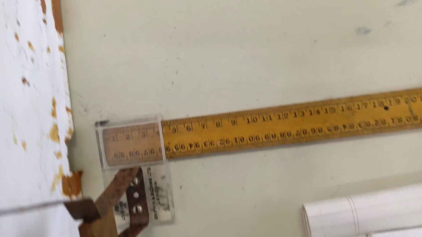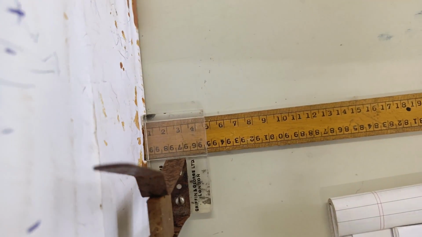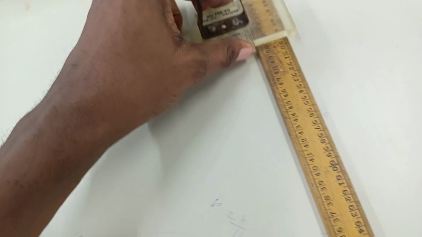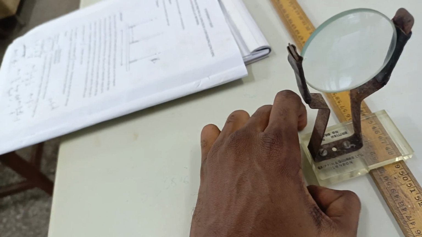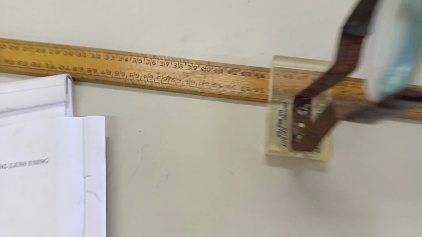Then we can use this screen to look for our image. This is the first step. The next thing is to introduce the lens. Now, where do you introduce the lens? Because the method that was given didn't tell us where we place the lens. So where do we place the lens?